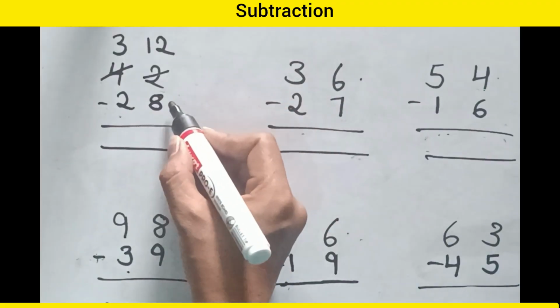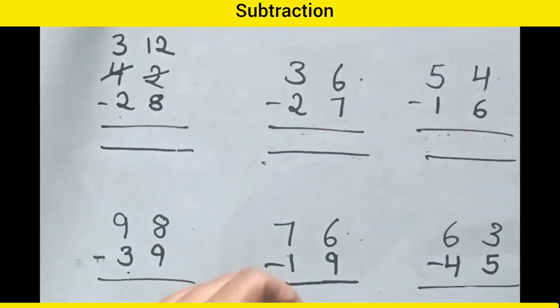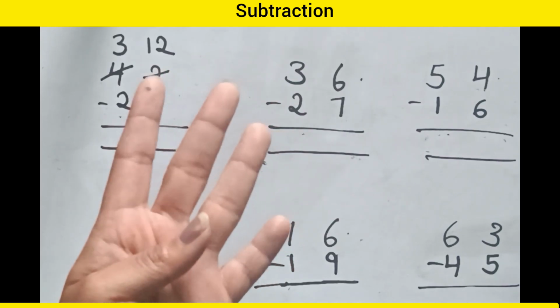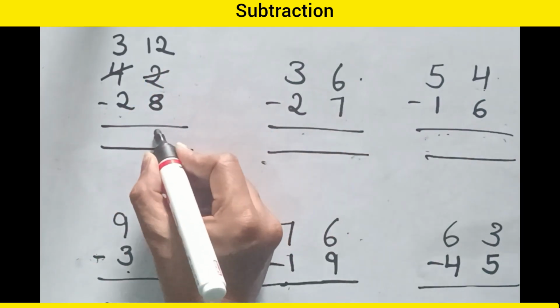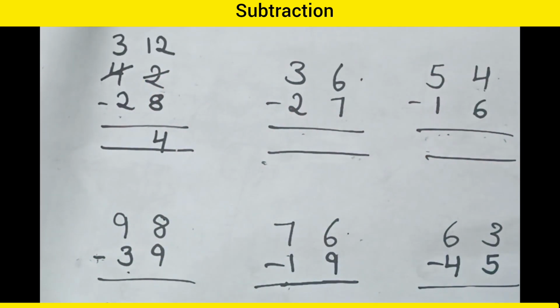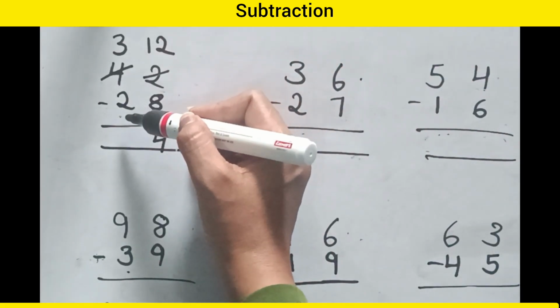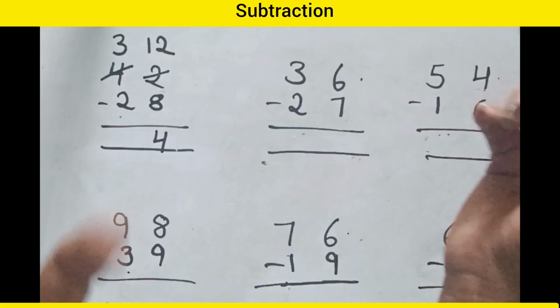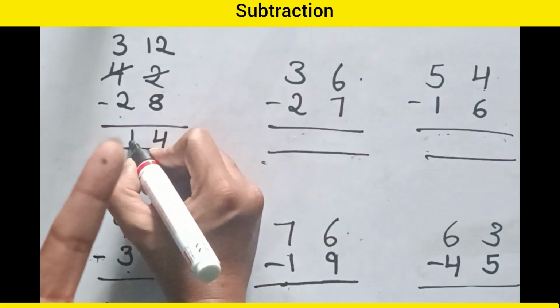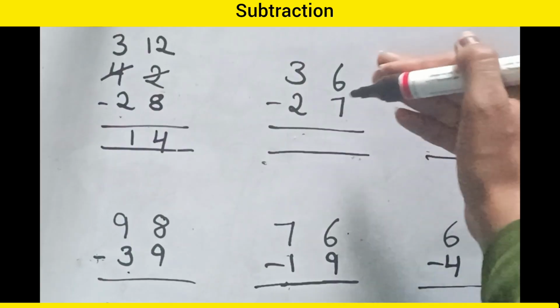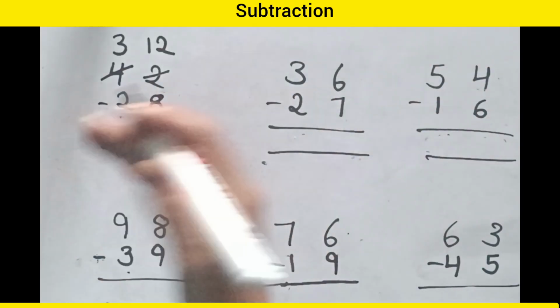Now count forward 8 up to 12: 8, 9, 10, 11, 12. How much are we left with? 4. And then we have 3 and 2. Count forward from 2 to 3: 2, 3. How much are we left with? 1. And here we have 6 and 7. 6 is less than 7. Again we have to take carry.